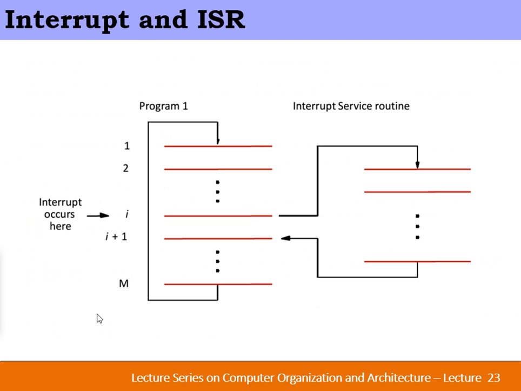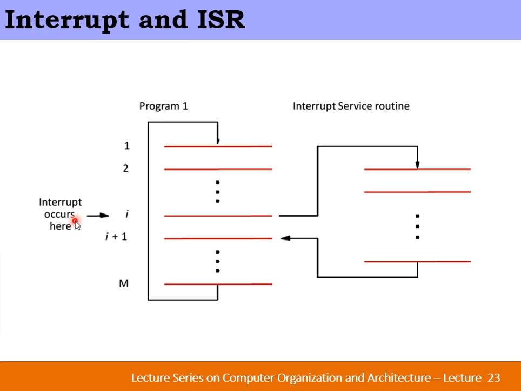So this is the diagram of how the program as well as the ISR will be executed. We have program number 1, which has a certain set of instructions available in it, and we have an ISR. Here we will be discussing interrupts as well as the ISR.